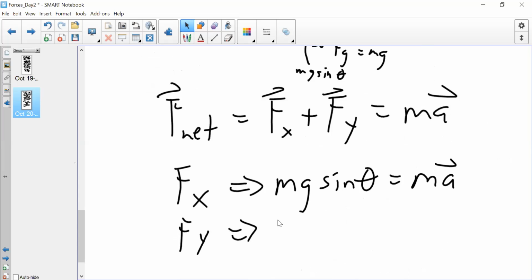So then we have Fn along the positive y-axis minus mg cos theta. Those forces equal 0 because there's no acceleration along the y-axis. When there's friction, we're going to need this second equation because friction is going to be proportional to the normal force. And so we need to find out what the normal force is, put it back in the friction equation, and then solve.